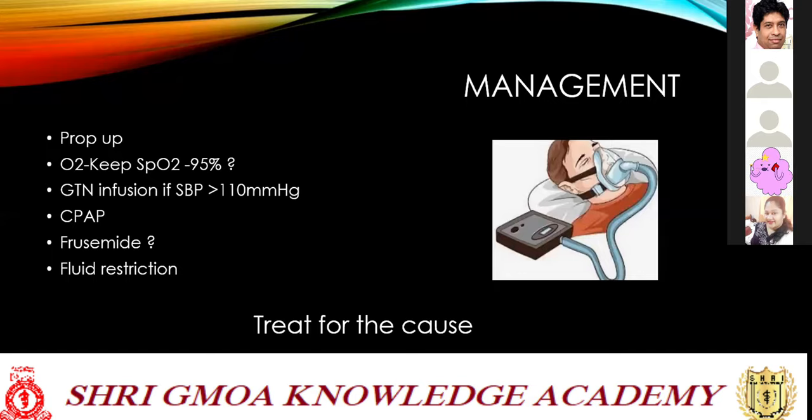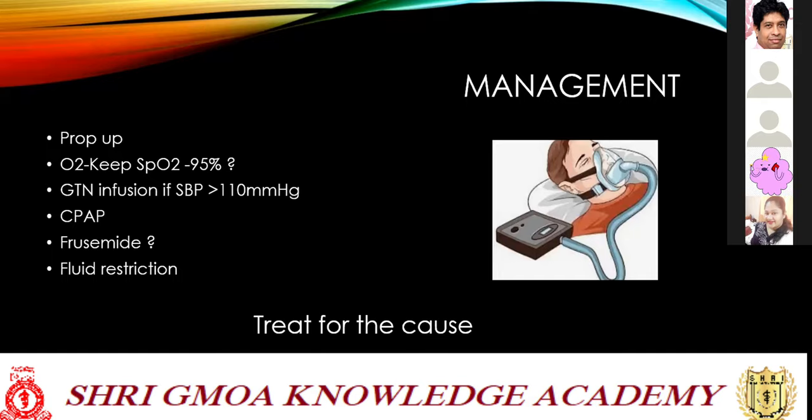The second one is CPAP. CPAP will recruit your alveoli and push down the fluid inside the alveoli, and it will increase the surface area of the alveoli. As a result of that, there is a place for gas exchange, right? So it is very important to know: don't give too much fluid, oxygen, and GTN infusion and CPAP are very important in heart failure.